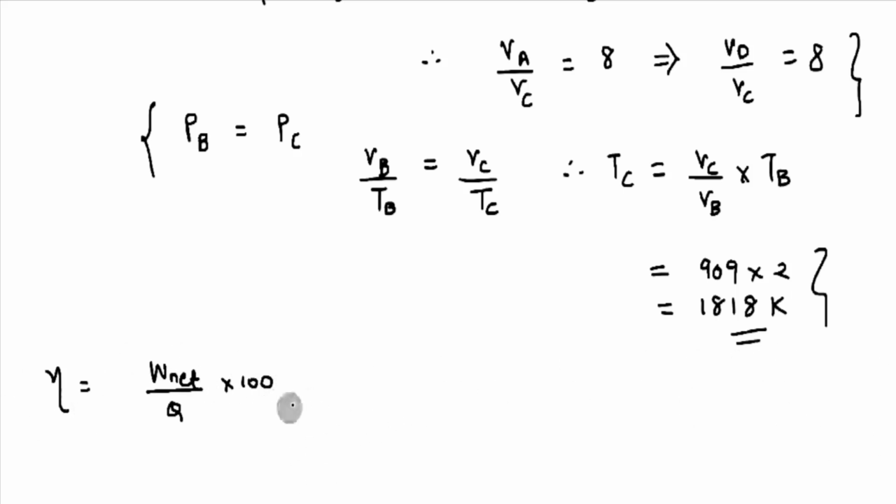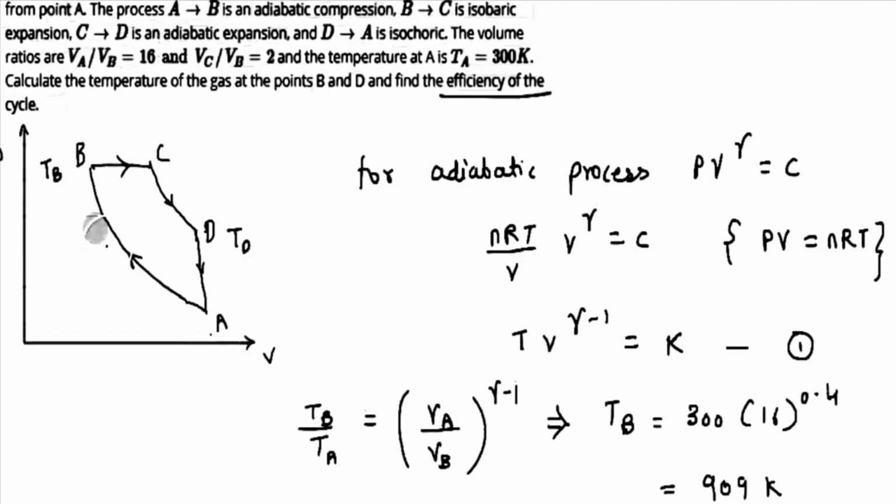So we first have to calculate the heat supplied, that is QS. As we can see in the diagram, A to B is an adiabatic process and C to D is again an adiabatic process. So heat will be supplied during this process, where the expansion will take place. Here it is heat supplied, and from here the heat has been rejected. So this is QR.